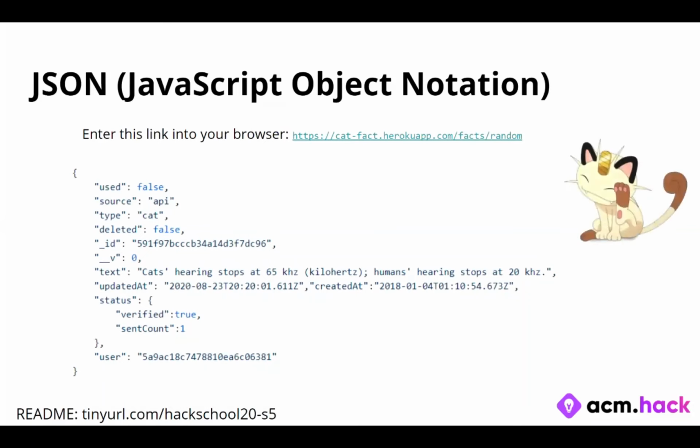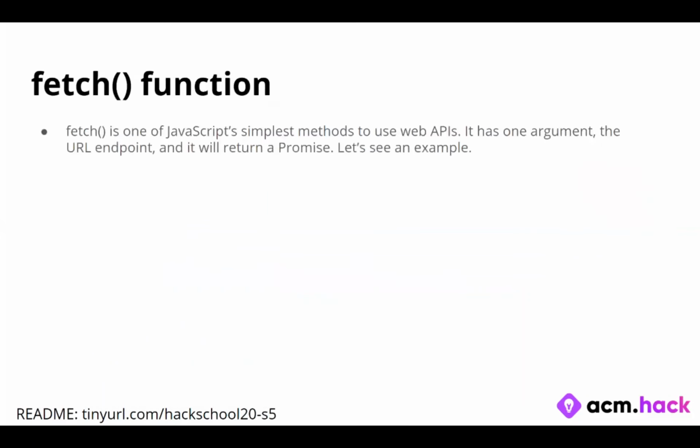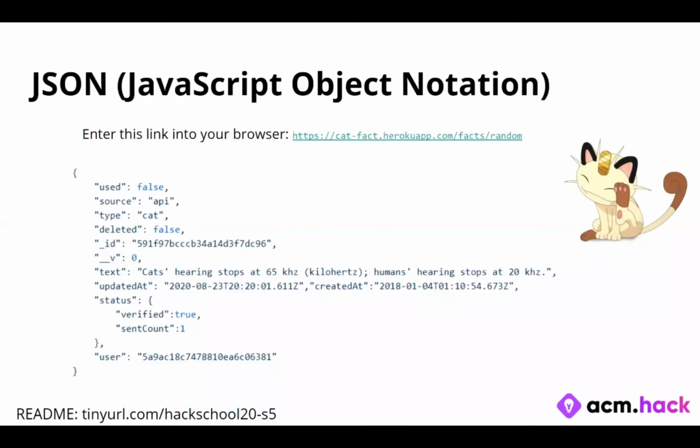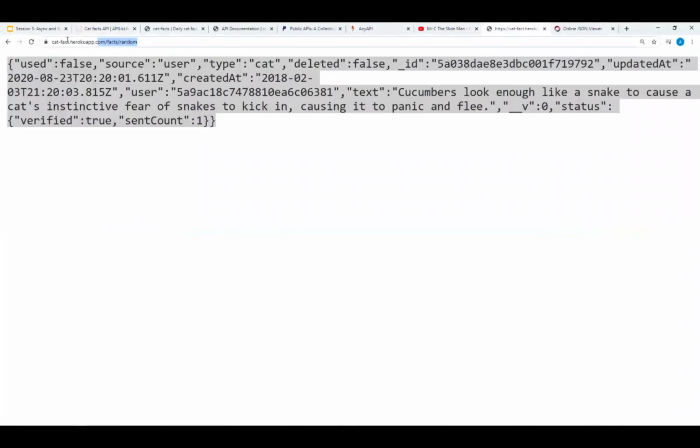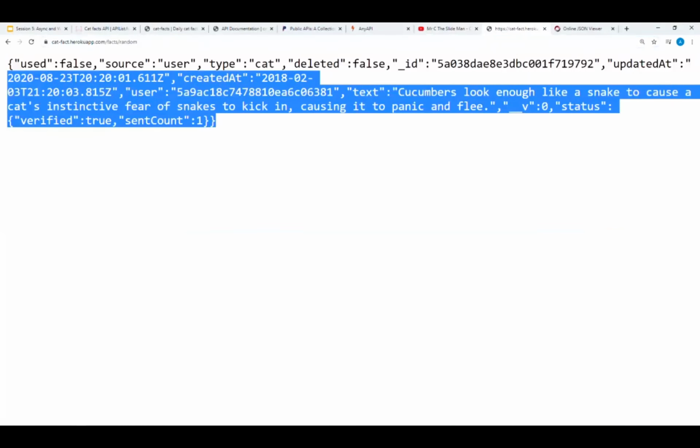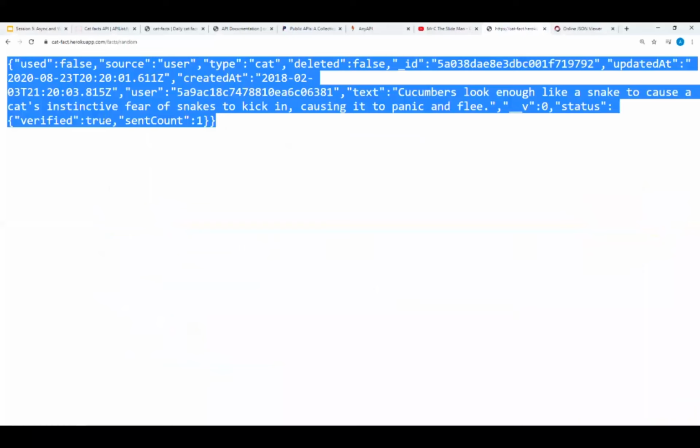So remember that, I'm going to stay on this slide. When I talked to you about how we were able to enter this link, catfacts.heroku, into our browser, and we can get all this data. Well, how do we get JavaScript to use this data? How do we get JavaScript code to get this JSON object here?